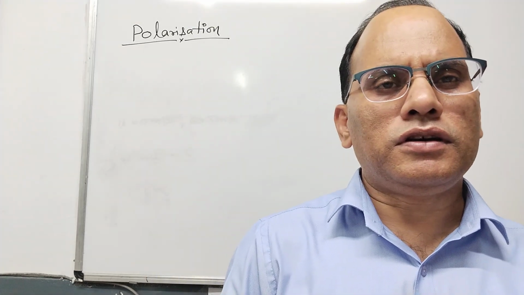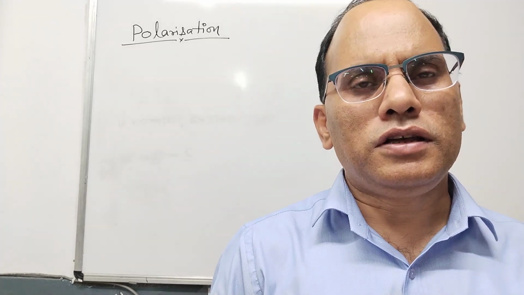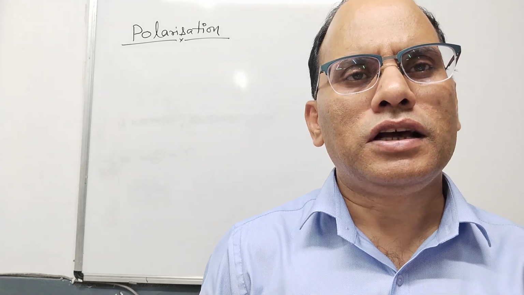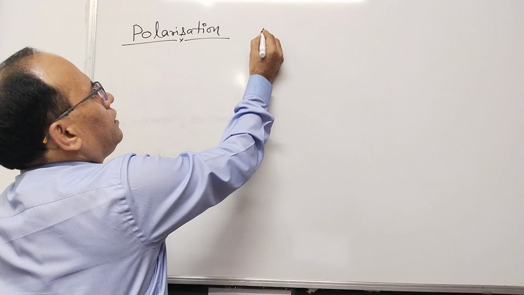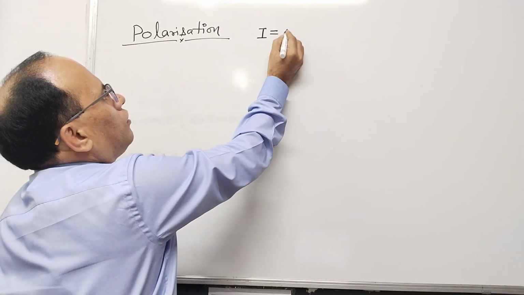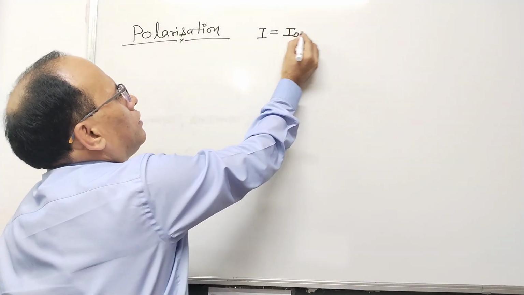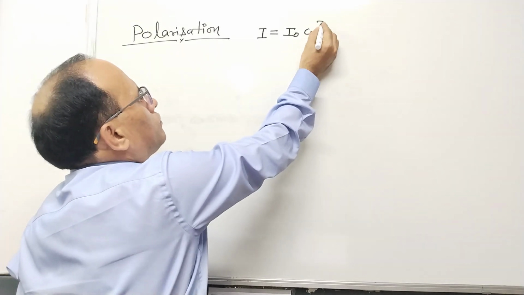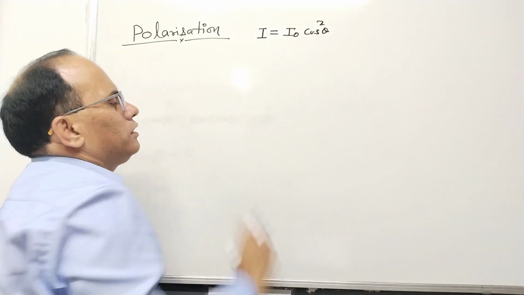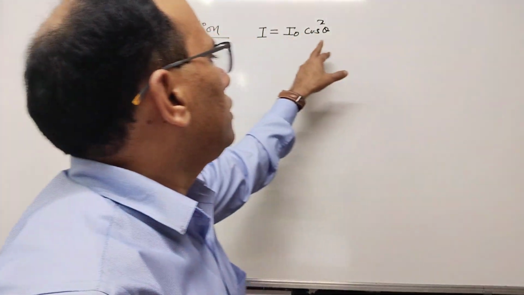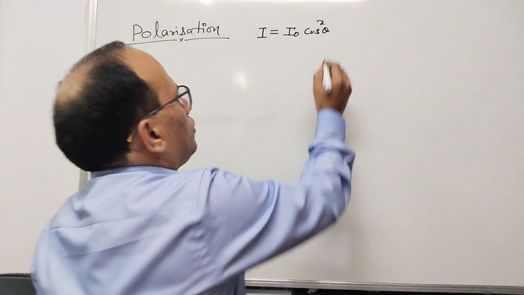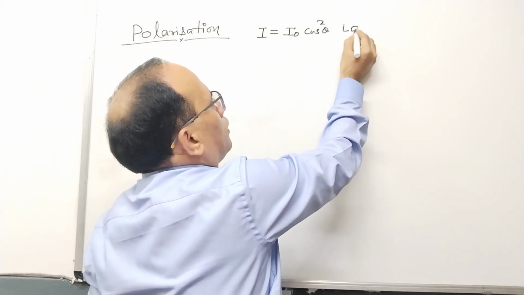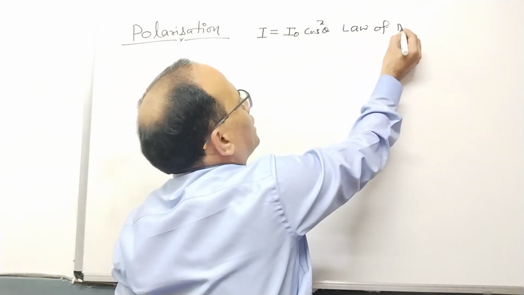In one direction. The theory started with the famous law known as the law of Malus, which tells that I equals I naught cos square theta, where I naught is called the maximum intensity and theta is the polarized angle. So this is called the law of Malus.